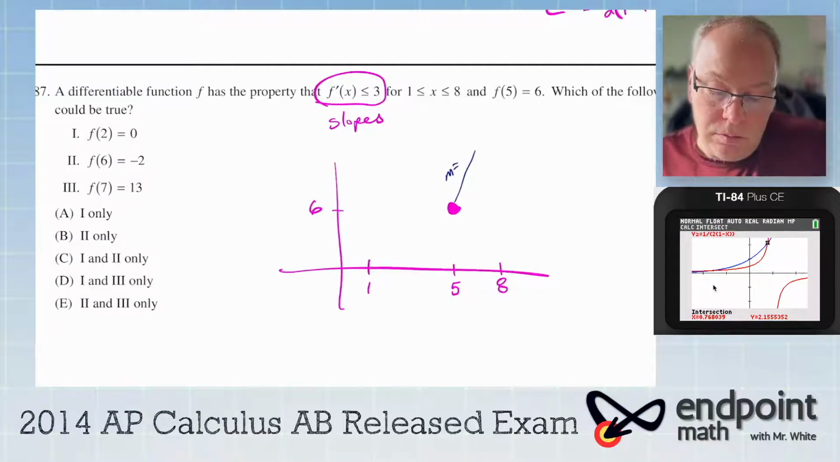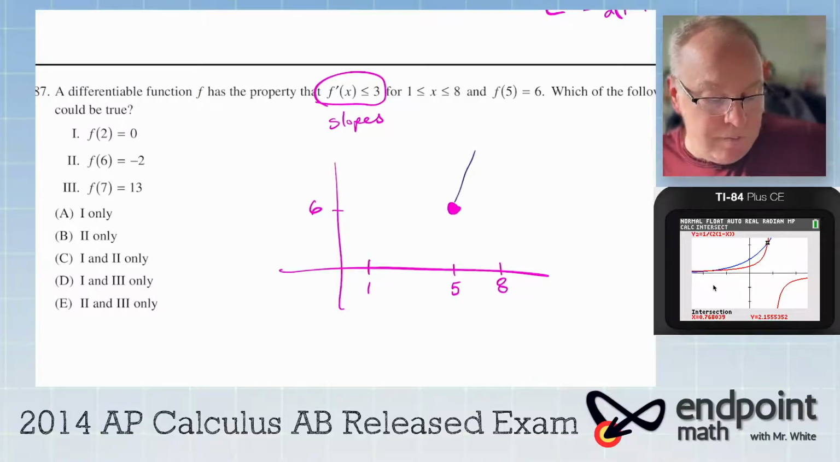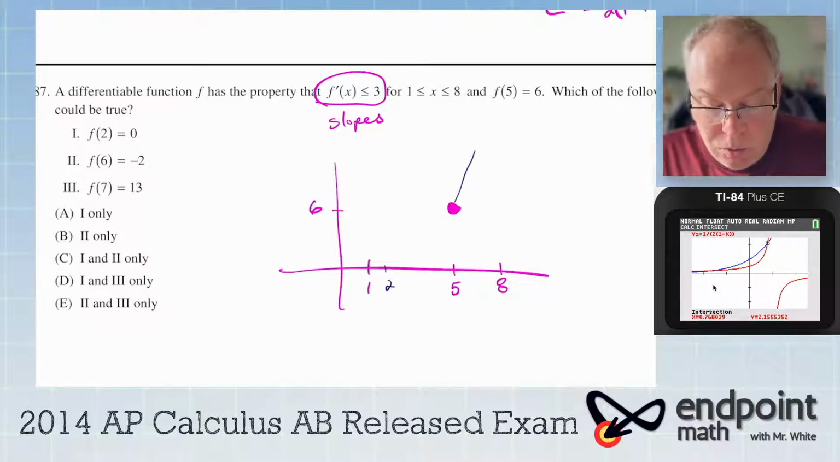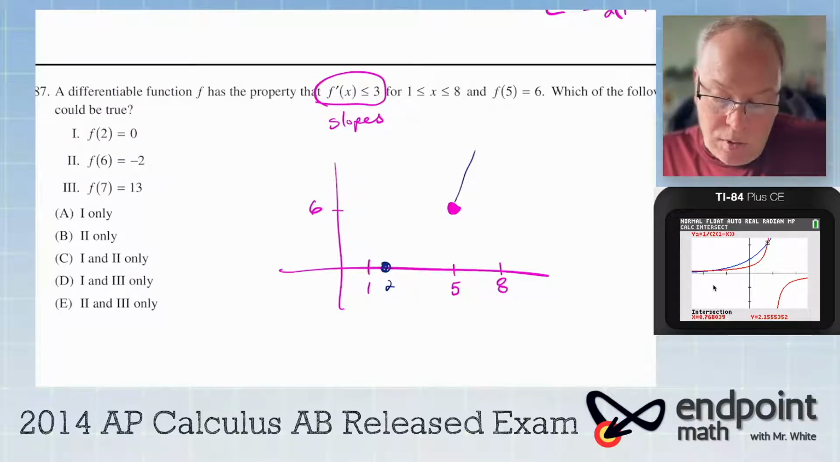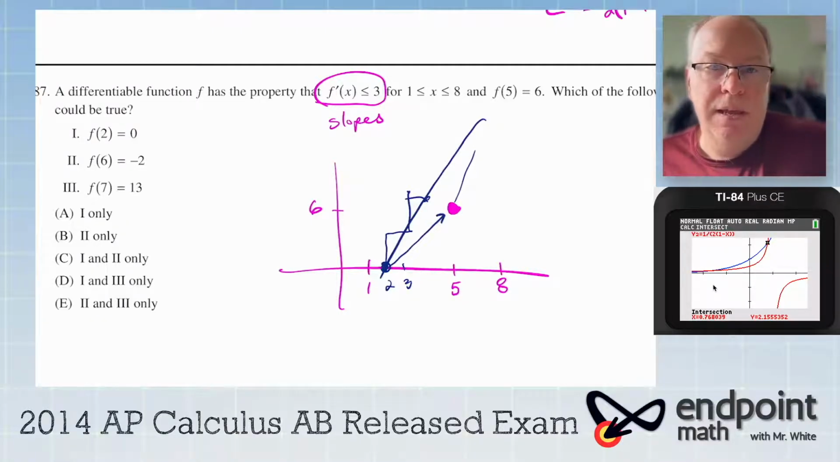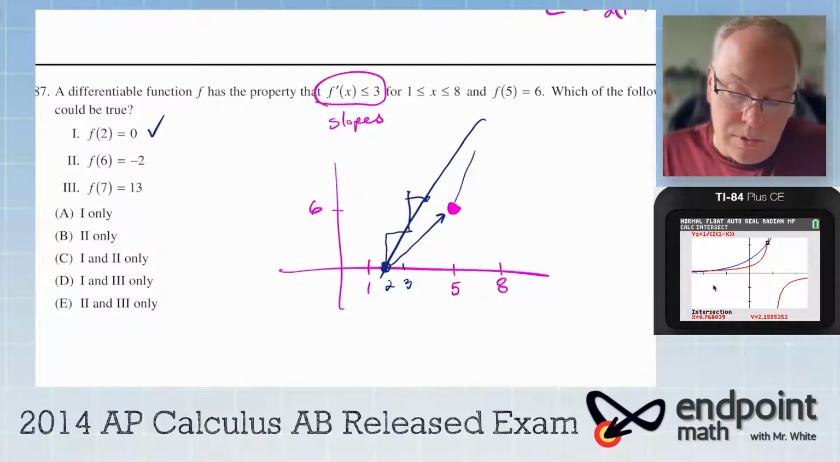So, could f of 2 be 0? I'm sorry, at 2, could we start here? Well, sure. If we go up 3 over 1, up 3 over 1, I'm well above that, so I could certainly go at a lower rate than 3 and get there. So yes, that one's possible.